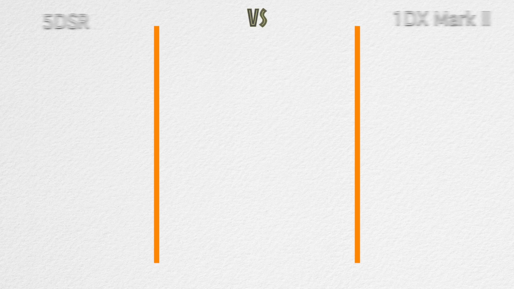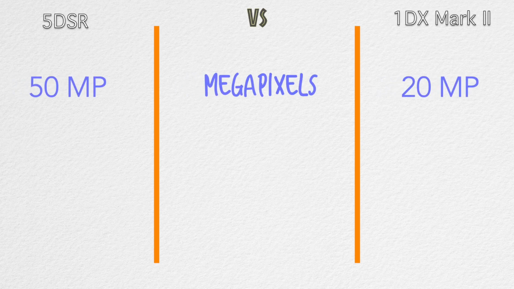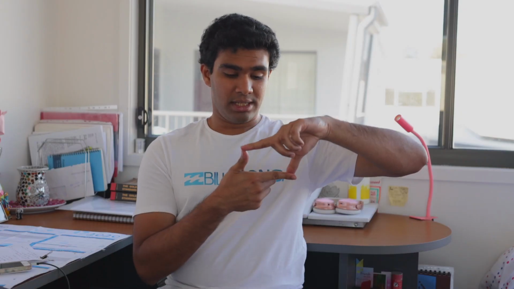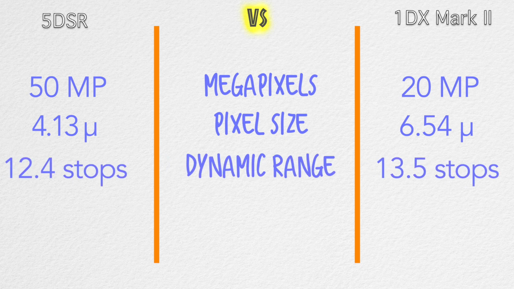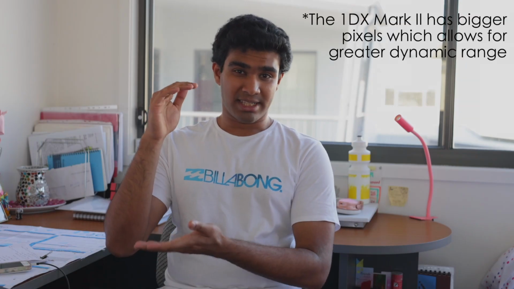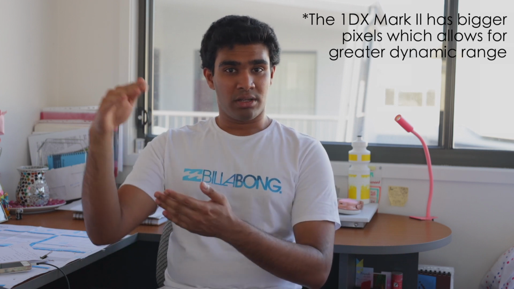Now let's start off with some basic comparisons. Megapixels: the 5DSR has 50 megapixels, whilst the 1DX Mark II has 20 megapixels. Next up, the pixel size. That is how big each pixel is within the sensor. The pixel size in the 5DSR is 4.13 microns versus 6.54 microns on the 1DX Mark II. Now the dynamic range. The dynamic range on the 5DSR is 12.4 stops versus 13.5 stops on the 1DX. Simply because the 1DX has bigger pixels, it can accommodate a greater range.